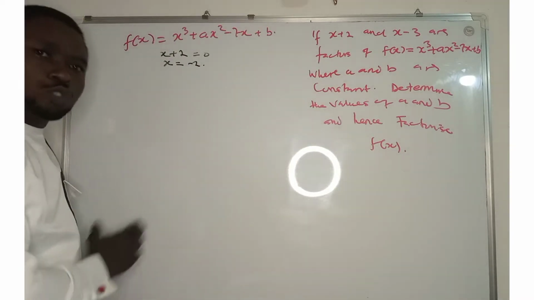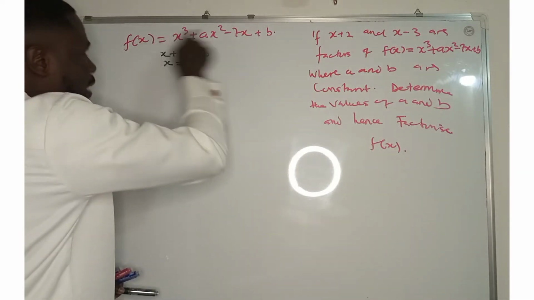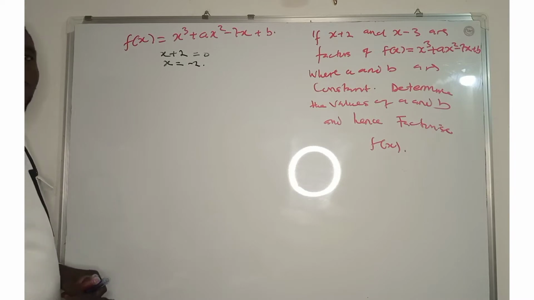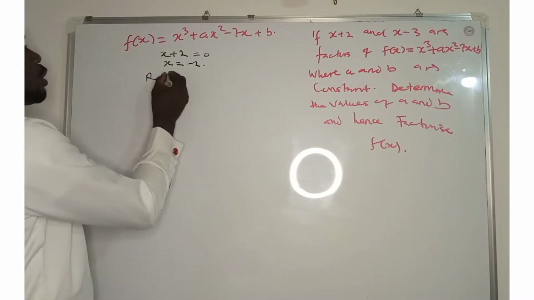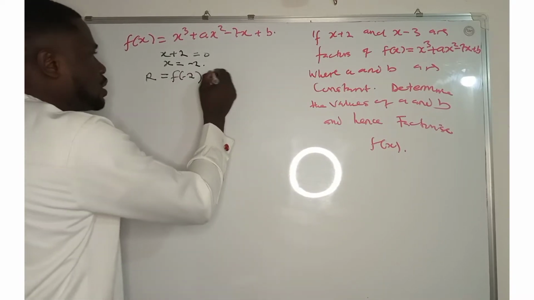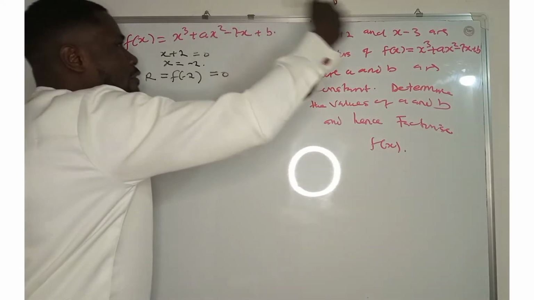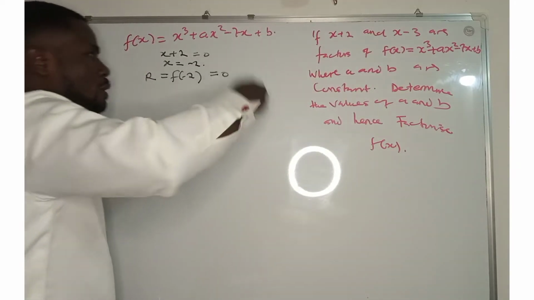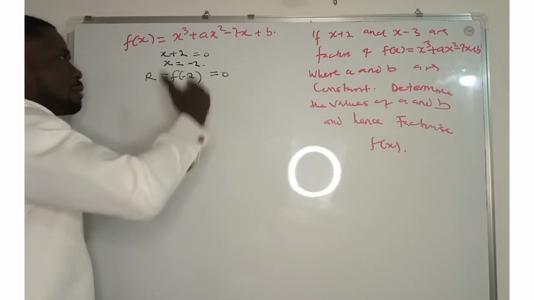Of course, you know it will turn to minus 2. Now, I will try to substitute minus 2 in this expression. Once I do that, what am I trying to look for? The remainder. The remainder will be equal to f(-2). And we've been told that f(-2) is equal to 0 because they say x plus 2 is a factor. For x plus 2 to be a factor, it means if you make x the subject of the formula, the answer becomes minus 2.